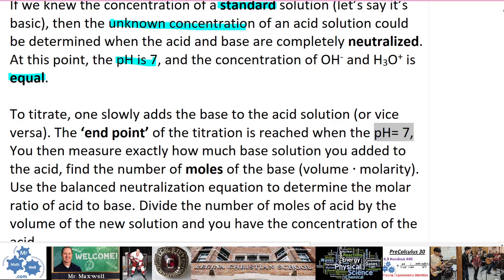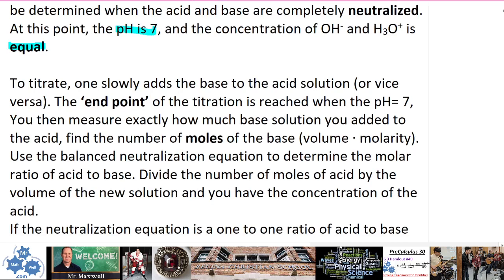Find the number of moles of the base, and that's of course volume times the concentration, the molarity. Use the balanced neutralization equation to determine the molar ratio of acid to base. Usually it's a 1-to-1. Divide the number of moles of acid by the volume of the acid solution, and you have the concentration of the acid.